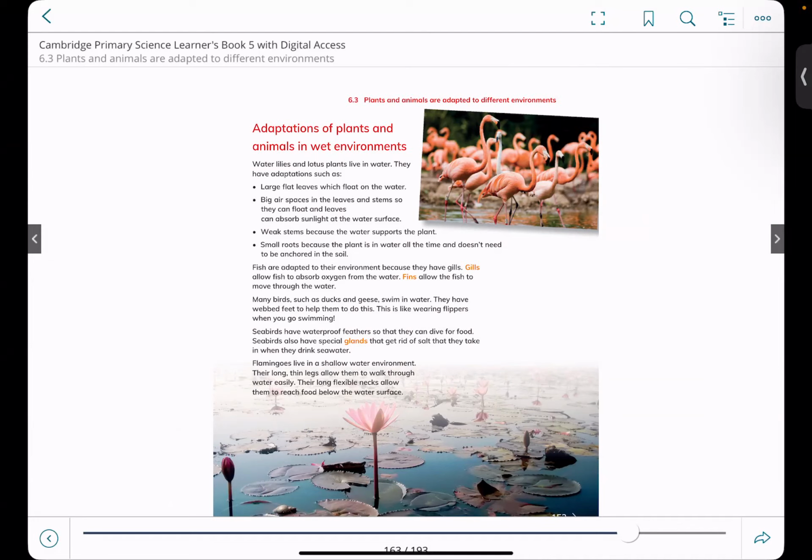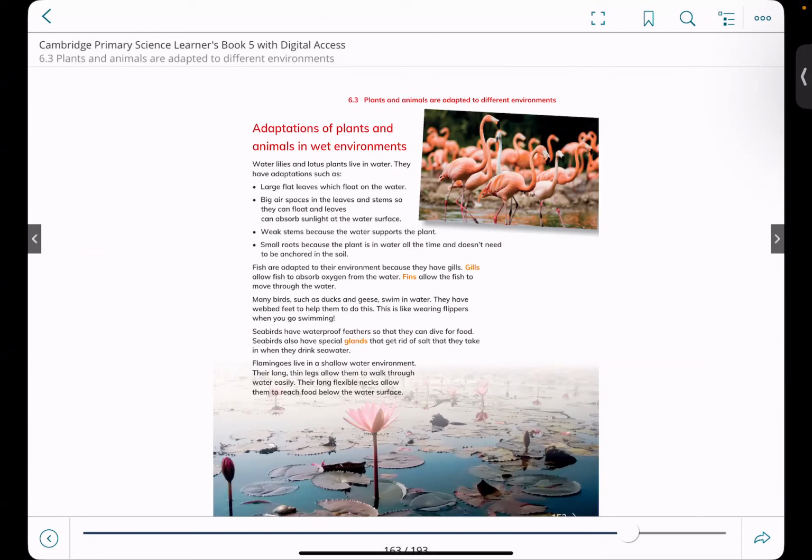All the leaves have space amongst each other so that they get equal amount of sunlight. Now, that is about the plant which has been adapted to wet environment. Similarly, the animals, the birds such as ducks and geese who swim in water, they have webbed feet, which is going to help them to swim easily.